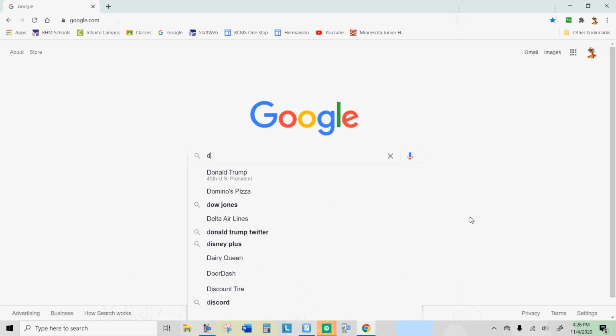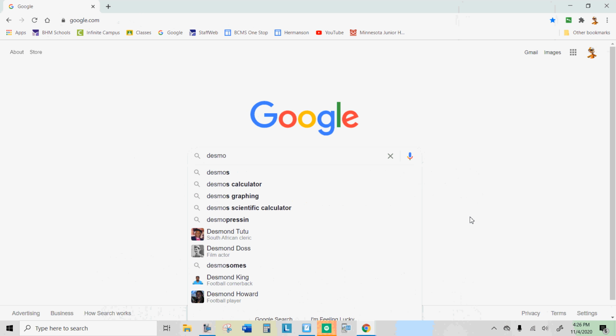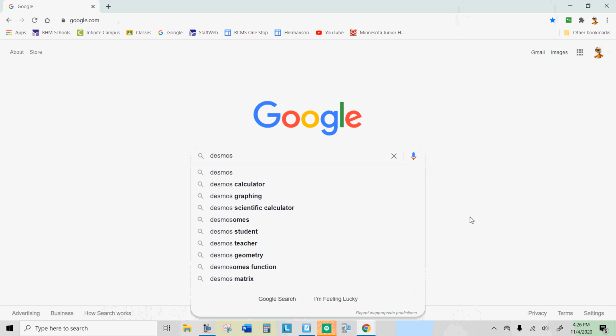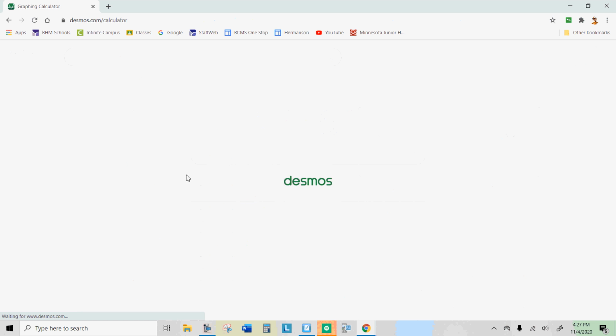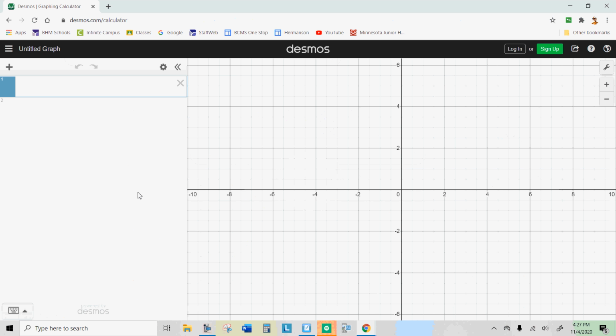Here's how you can find that, or you can use the link I put in the classroom. So we want the Desmos graphing calculator, and it looks like this. You might have to sign up to get yours to work, but I'll show you how to use this graphing calculator and also your handheld graphing calculator in this lesson.